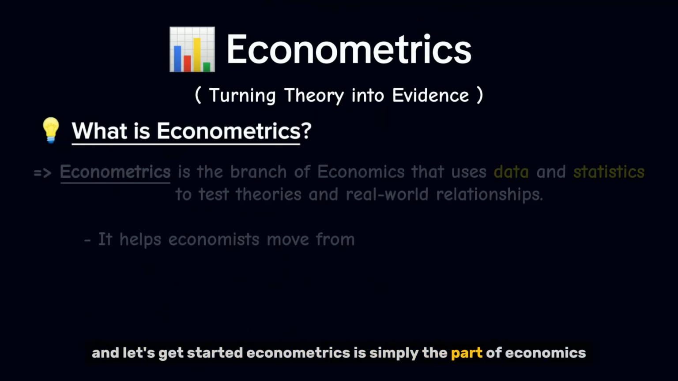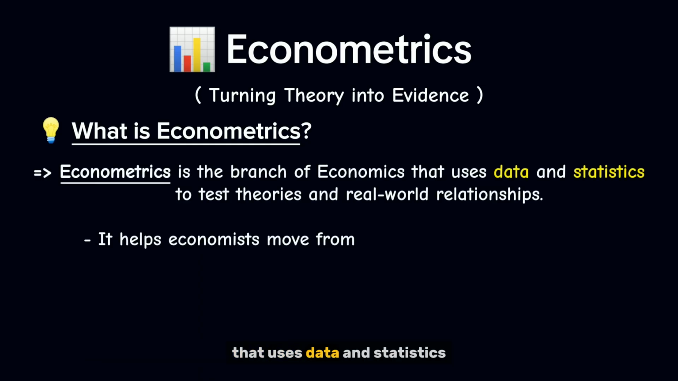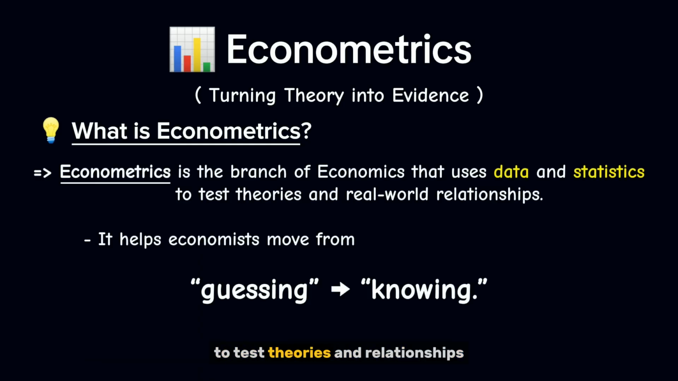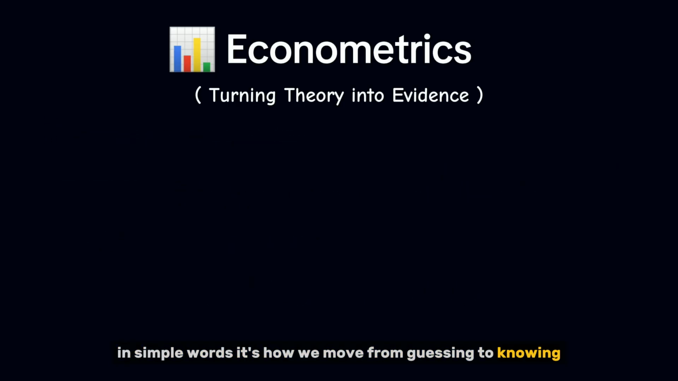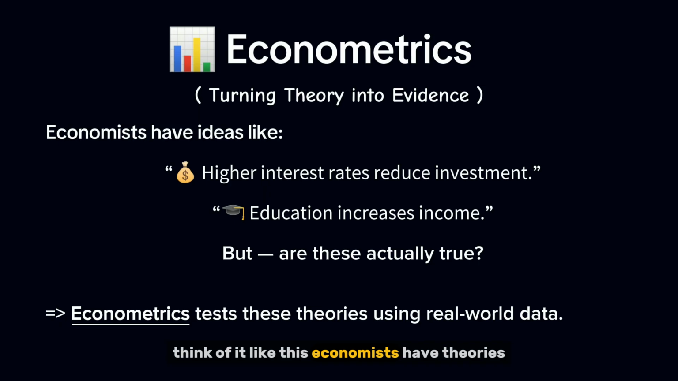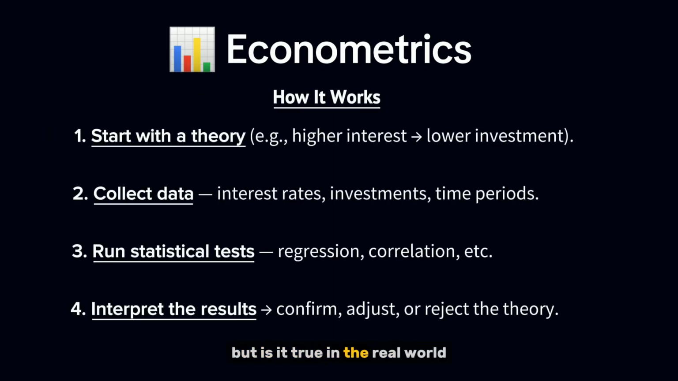Econometrics is simply the part of economics that uses data and statistics to test theories and relationships. In simple words, it's how we move from guessing to knowing. Think of it like this. Economists have theories. For example, higher interest rates reduce investment. Sounds logical, right? But is it true in the real world?